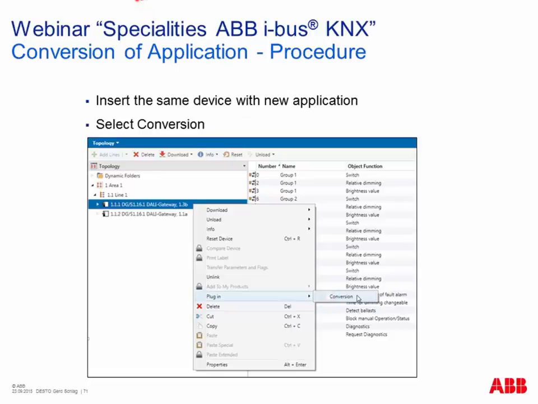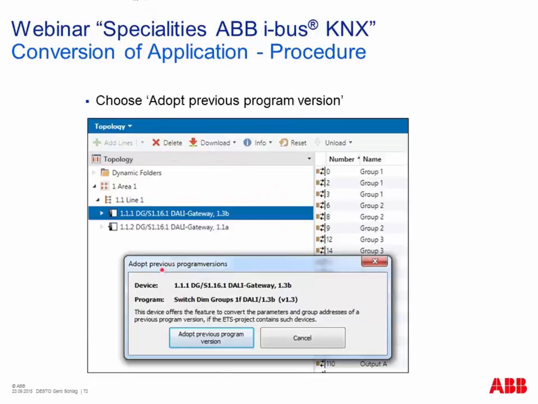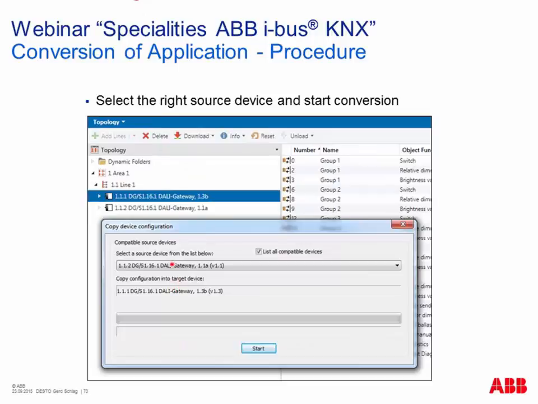Click here on the button conversion, and then a new window pops up, a special plugin, which says, okay, the new version is now 1.1.3b, and we can here convert the existing former version, which is here, our 1.1a, into the new one. So click on the button yes, and then additionally you can select here the source, which is the DALI gateway with the version 1.1a.